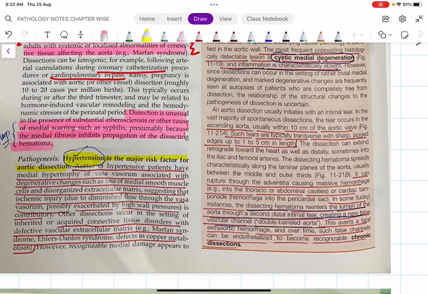So far, I have told one more condition where hypertension is a risk factor. Can you name what it is? Very good. It is thoracic aortic aneurysm.